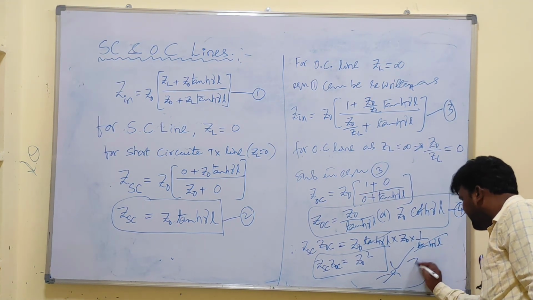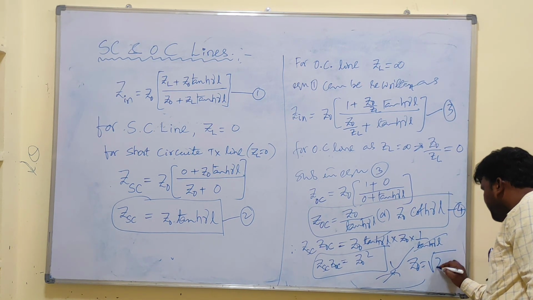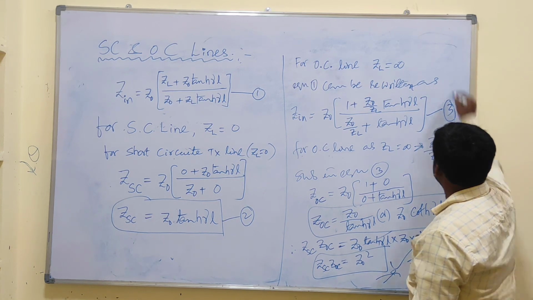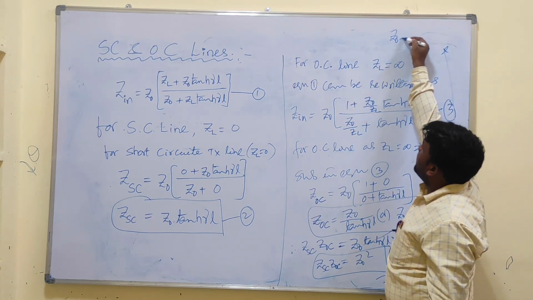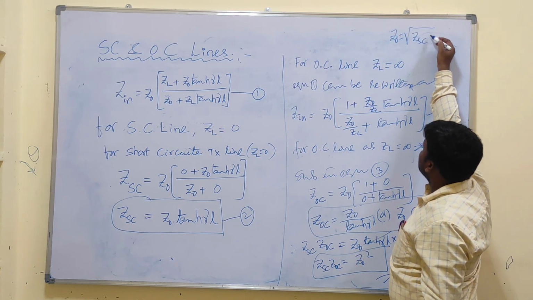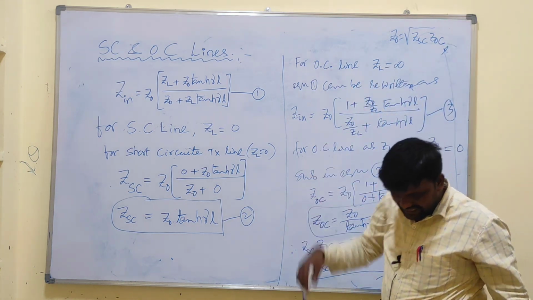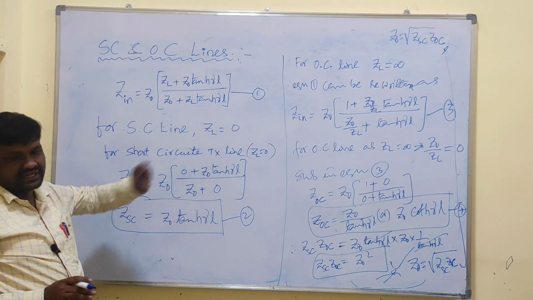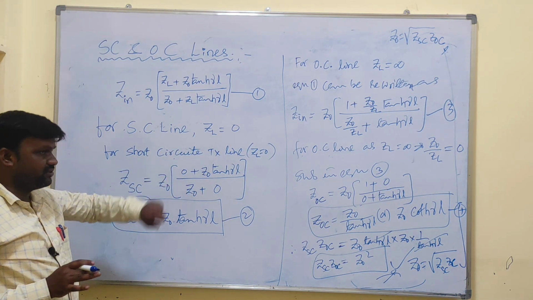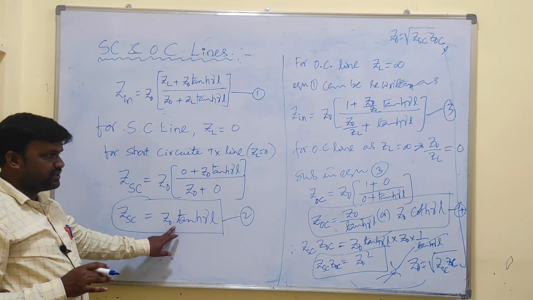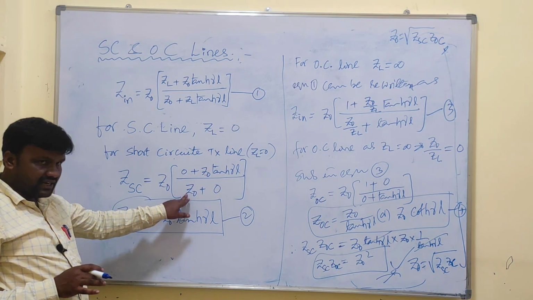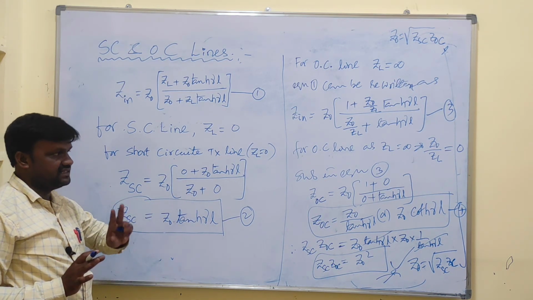Or else we can write Z0 as under root ZSC into ZOC. I am writing this one here. See here, simply what we did: for the short circuit line, we directly substituted ZL equal to 0. We got ZSC equal to Z0 tanh gamma L. Here, Z0 into Z0 square, but in the denominator we have Z0, so that's why ZSC is like this.